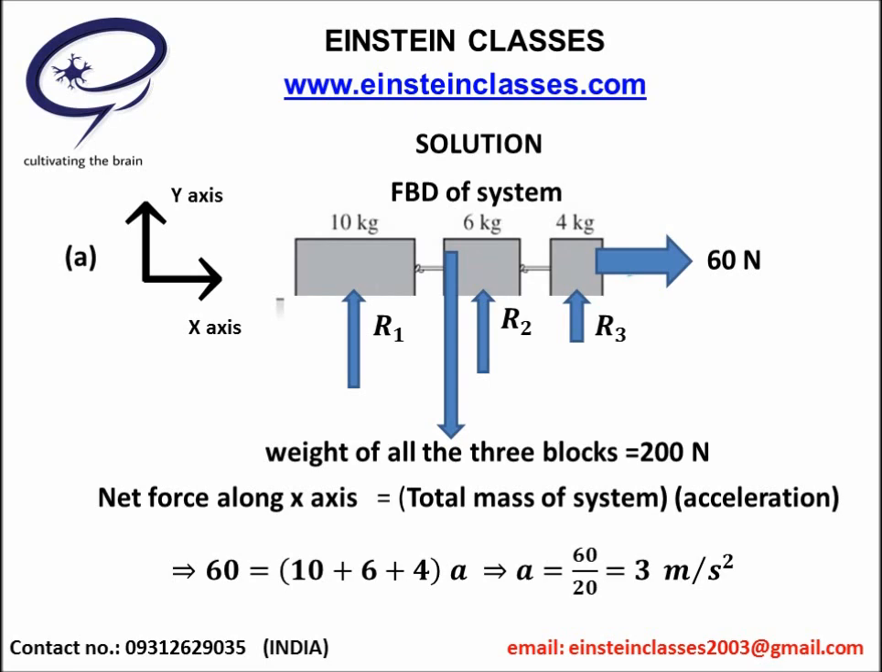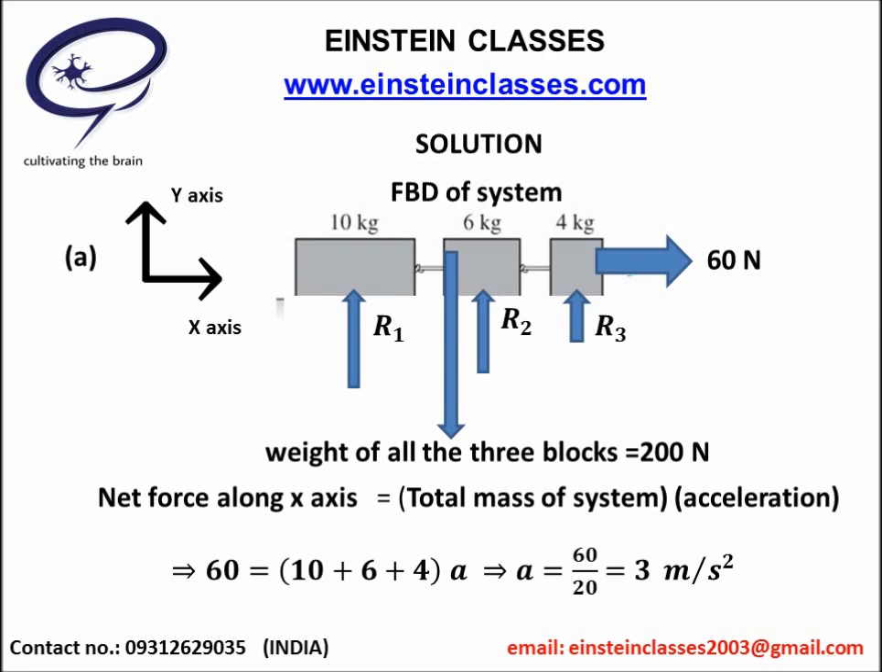FBD of the system is shown in the figure. For this system, there are 3 surroundings: horizontal surface, earth and the 60 Newton force. A total of 5 external forces are applied, that you can see.